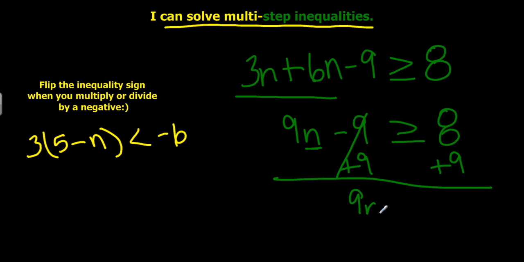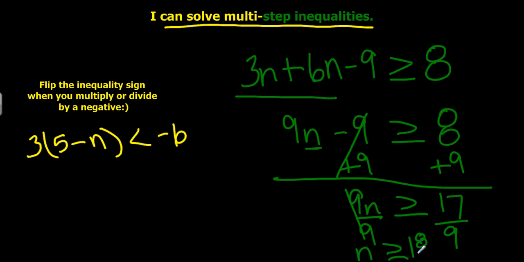And that works, it's just fine. I end up with 9n is greater than or equal to 8 plus 9 is 17. And then I would have to divide by 9 on both sides. These cancel and I get n is greater than or equal to 9 fits inside of 17 one time with 8 left over, and 1 and 8/9. So my solution to my inequality would be n is greater than or equal to 1 and 8/9. This works out great, and it's super good algebra, combining like terms. Really it's a lot like solving an equation. It's just that my answer can be any number greater than 1 and 8/9, which is pretty cool.